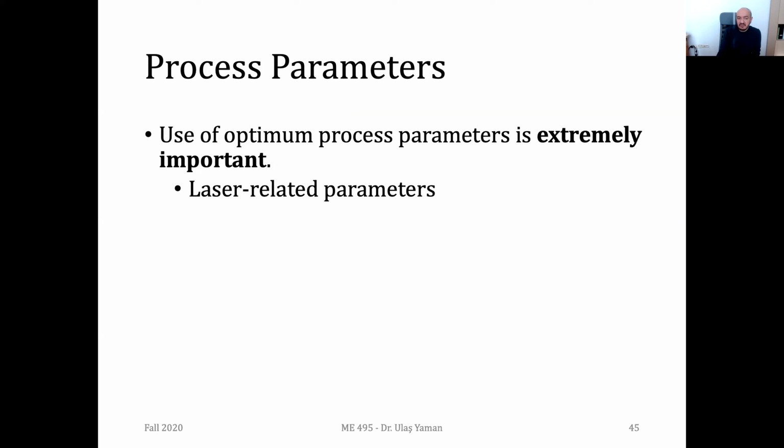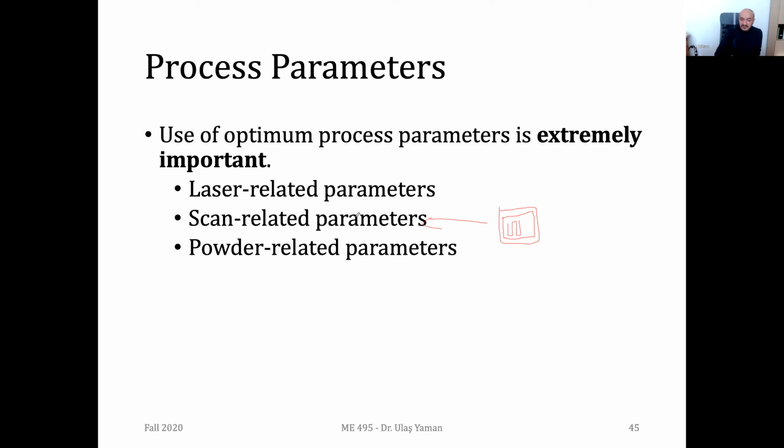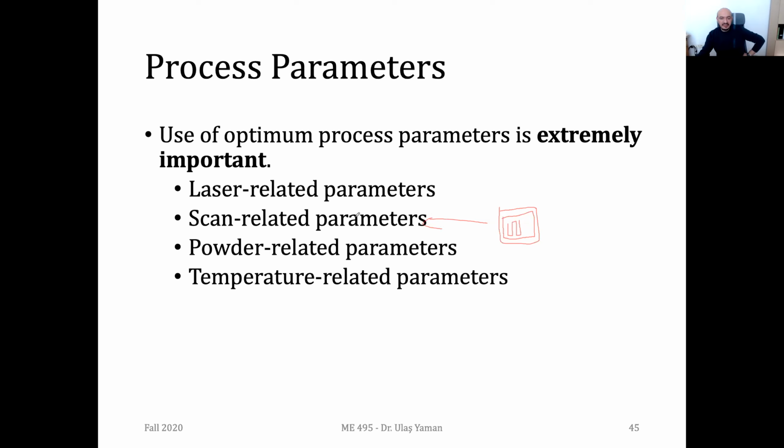So there are many parameters, and some of these parameters are related with the laser or the electron beam you have. Some of them are related with the scanning, whether you have, let's say, two shells or just a single one, or whether you are using a zigzag pattern. So they are related with the scanning. And we have powder related parameters, their quality, their size, their uniformity. And we have temperature related issues like the melting point temperature of the powder, temperature of the environment.